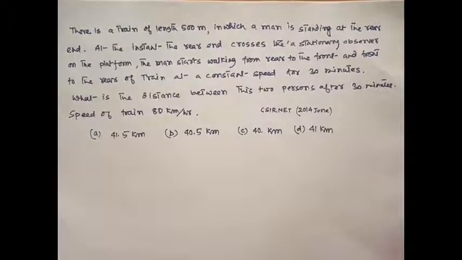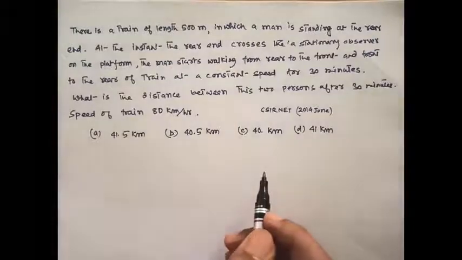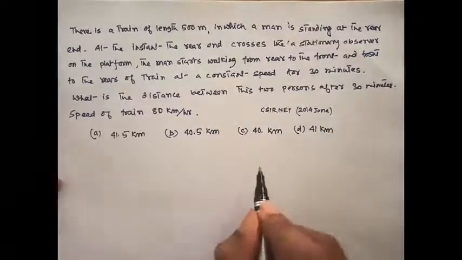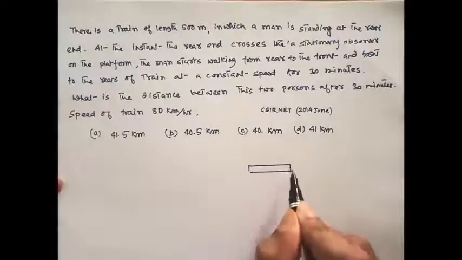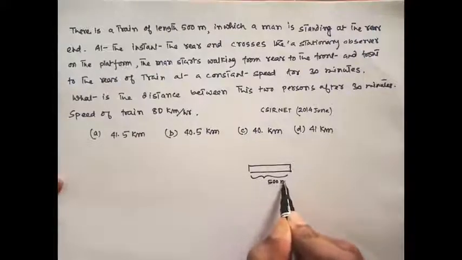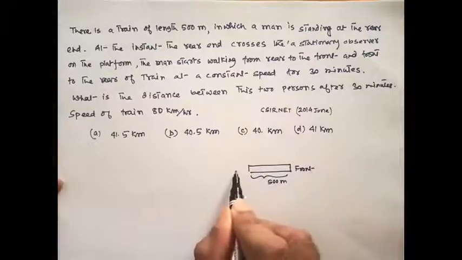So here is a question. This question is based on the relative velocity concept. In this question, it is given that there is a train of 500 meter length. The length of this train is 500 meter, and this is the front part and this is the rear part.